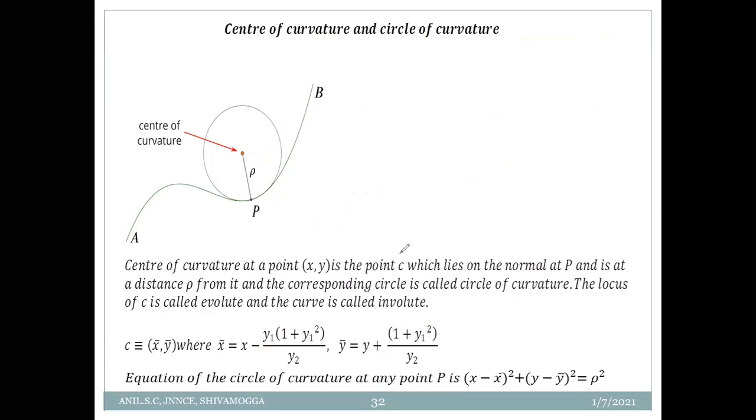Okay. And the equation of this circle is a known equation. You know the equation of a circle in terms of center and radius. It is always given by x minus x bar whole square plus y minus y bar whole square is equal to r square, where r is the radius. Here the radius is rho, therefore this is rho square. This is the circle of curvature.